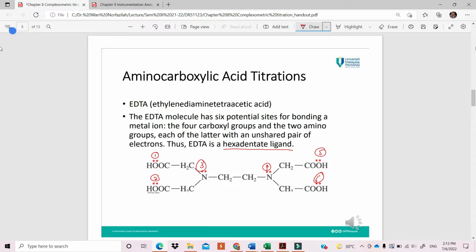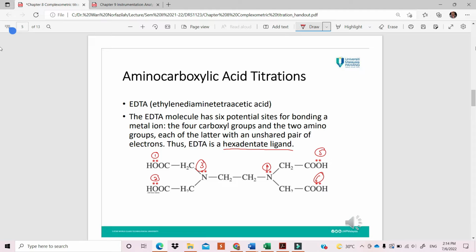Okay, so what does it mean by EDTA? Tadi saya sebut EDTA. So the full name of EDTA is ethylene diamine tetraacetic acid. Okay, and it is in the group of aminocarboxylic acid. Okay, if we use EDTA, we can also call the complex isometric titration as aminocarboxylic acid titration. Nama lain lah. Okay, sebab dia je yang selalu kita guna untuk complex isometric titration.